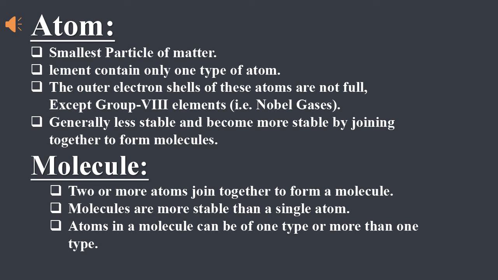Generally, atoms are less stable and become more stable by joining together to form molecules. Molecule: 2 or more atoms join together to form a molecule. Molecules are more stable than a single atom. Atoms in a molecule can be of one type or more than one type.